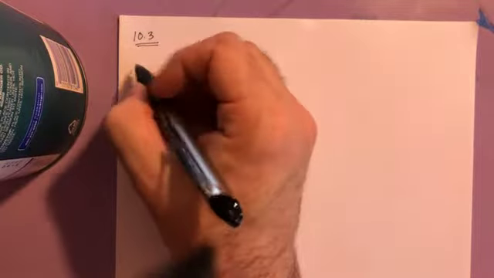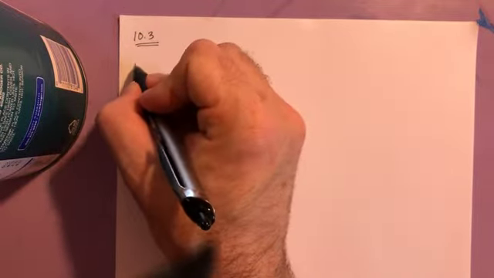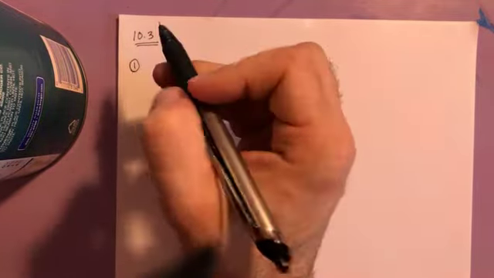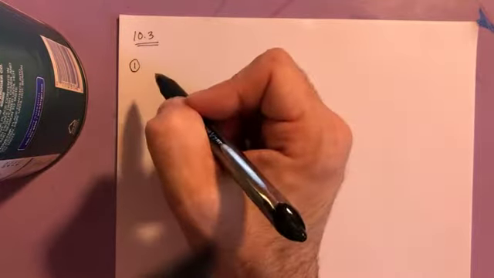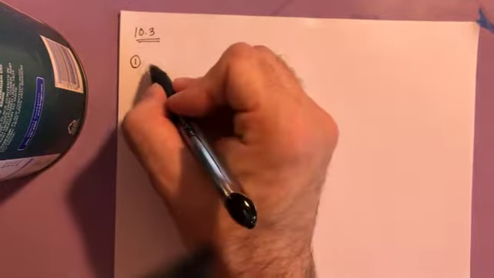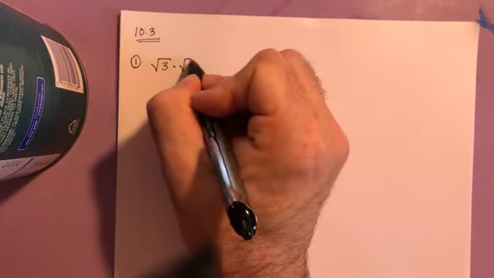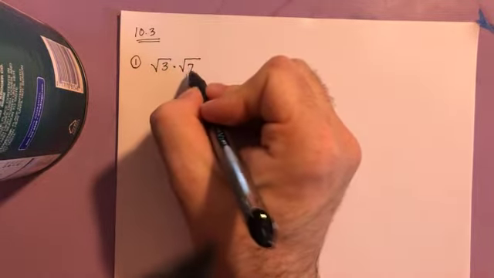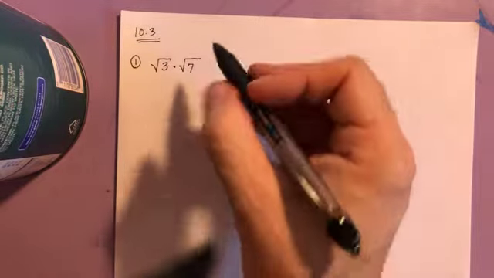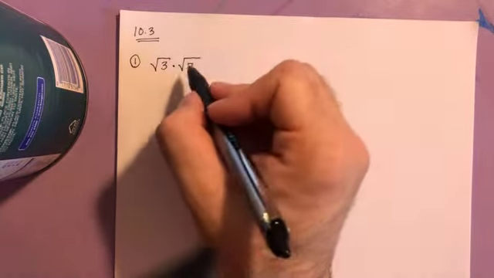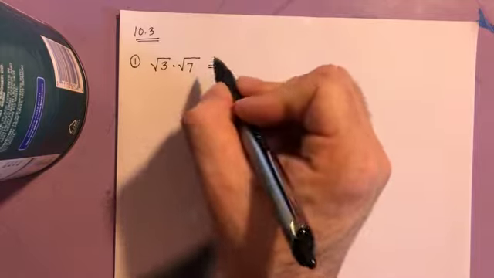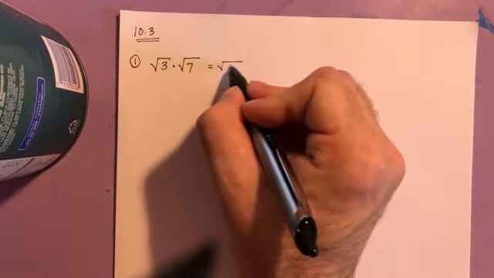Hey, it's 10.3, and in 10.3 we talk about the product rule specifically. Now this one section is by itself for a reason, and that is because of simplify by factoring, which starts at number 4. But let's talk about the product rule first, and that is that anytime you take two roots that are the same root, in this case they're square roots, and they're being multiplied, you get to multiply what's underneath together.